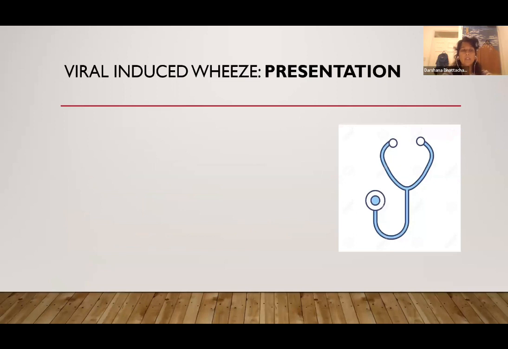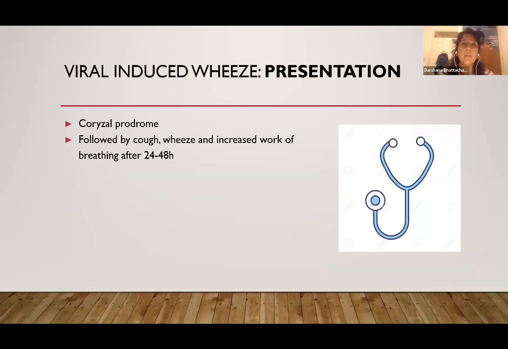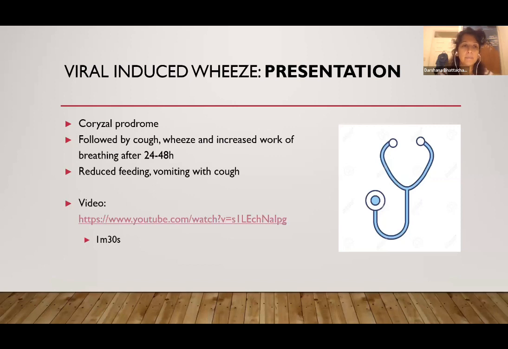So next we'll move on to viral induced wheeze. It's a slightly older age group. Very similar presentation in that children have a coryzal prodrome, so they have sneezing, runny nose, all the rest, which is then followed by cough, wheeze, and increased work of breathing after a day or two. Again, some children might be feeding less, they might be vomiting after coughing. And I was going to show you a little video just to demonstrate wheeze, but if the sound isn't working, I'll let Andrew share that video later on.